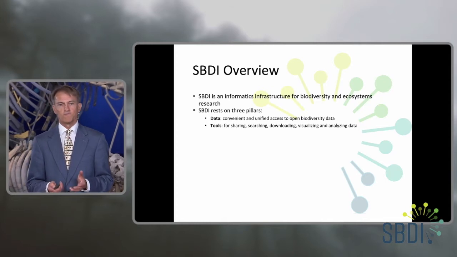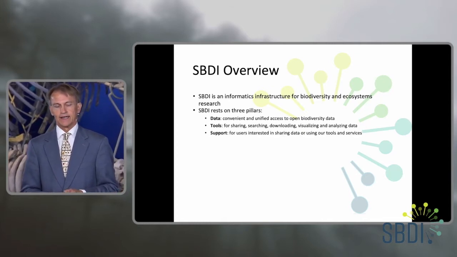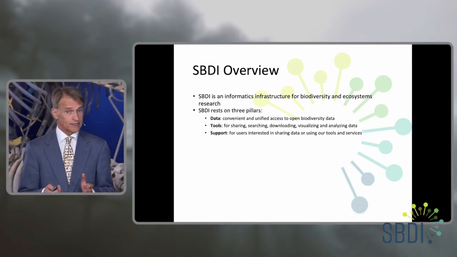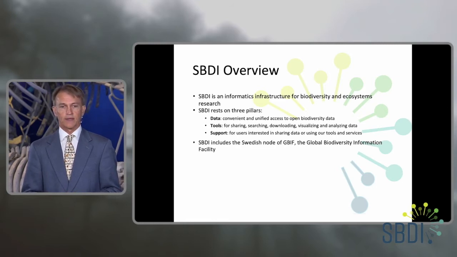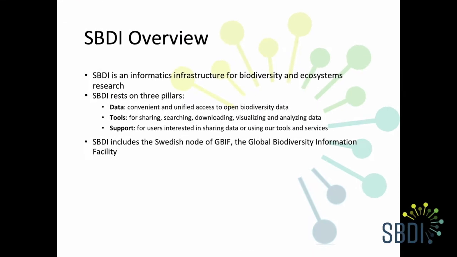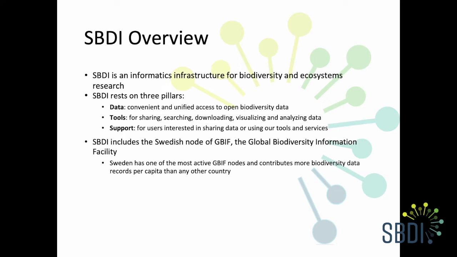In brief, SBDI is an informatics infrastructure for biodiversity and ecosystems research. It rests on 3 pillars. It's data, convenient and unified access to open biodiversity data. It's tools for sharing, searching, downloading, visualizing, and analyzing these data. And finally, it's support for users interested in sharing data or using our tools and services to analyze data or visualize data.